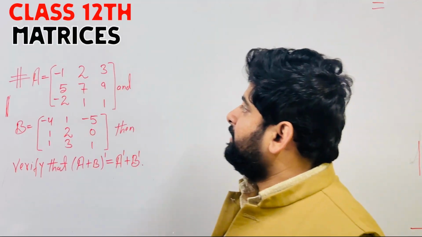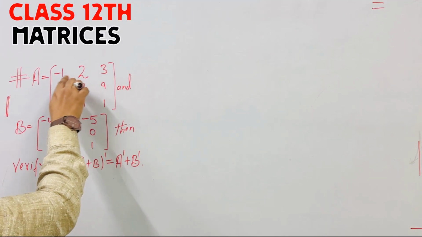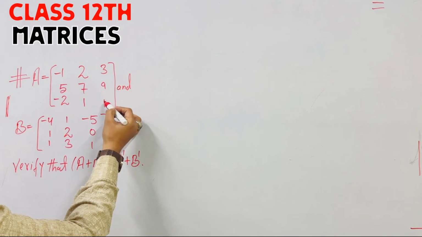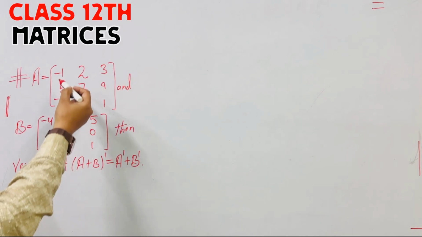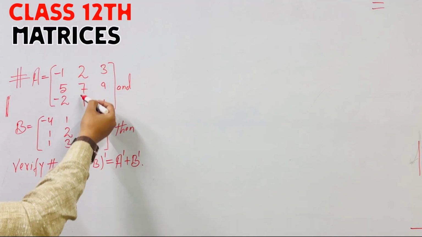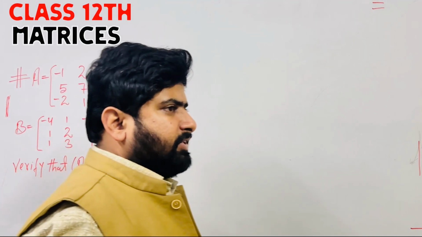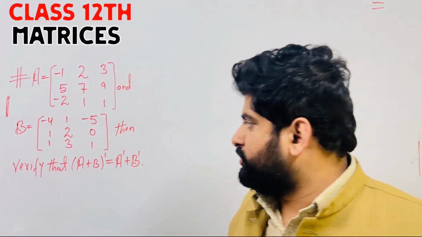Firstly, we will learn this is the first row, second row, third row, as well as this is the first column, second column and third column. Okay, now firstly we will solve this question.